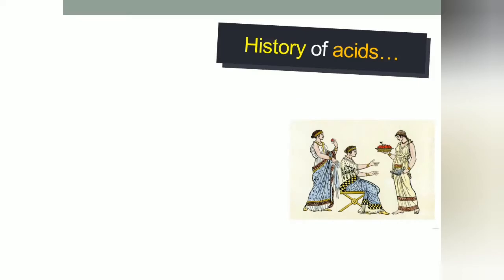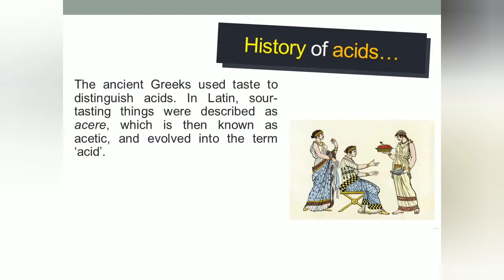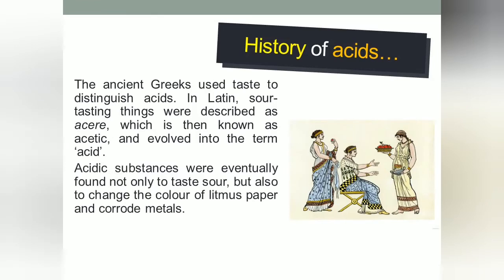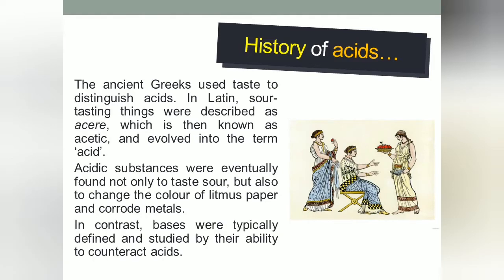A history of how acids came about. The ancient Greeks used taste to distinguish acids. In Latin, sour-tasting things were described as acri, which is known as acidic and evolved into the term acid. Acidic substances were eventually found not only to taste sour, but also to change the color of litmus paper and corrode metals. In contrast, bases were typically defined and studied by their ability to counteract acids.